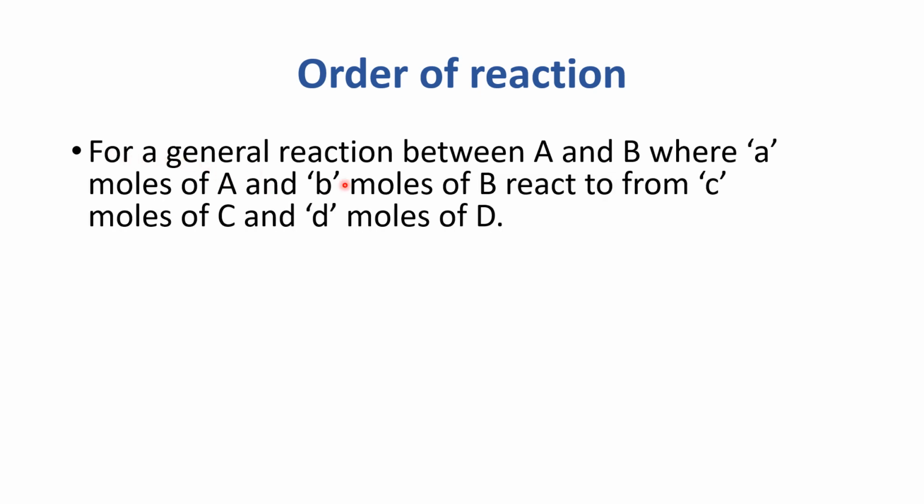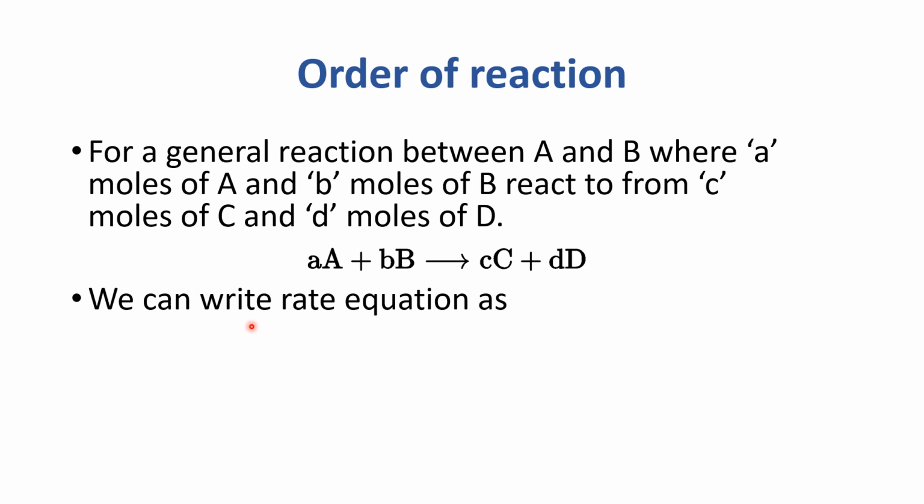For a general reaction between A and B, where a moles of A and b moles of B react to form c moles of C and d moles of D, the equation would be similar to what we have seen in previous slides. We can write the rate equation as R equals K [A]^a [B]^b. Here a and b are the moles, and these are concentrations.